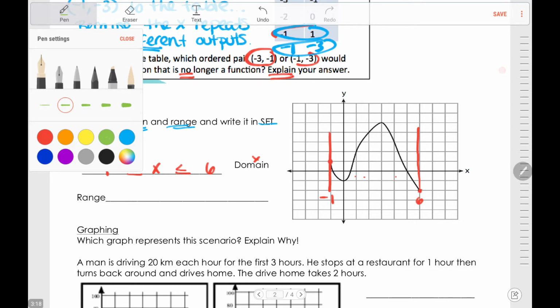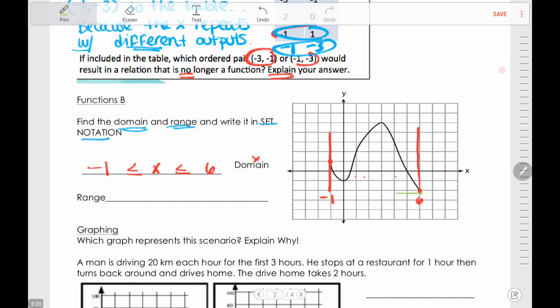Alright, let's look at our range. Range is from the lowest point to the tallest point. Okay, so that's -2 and then 5. So -2 through 5, and range is y, and they're both closed again, so it would look like this. Okay?